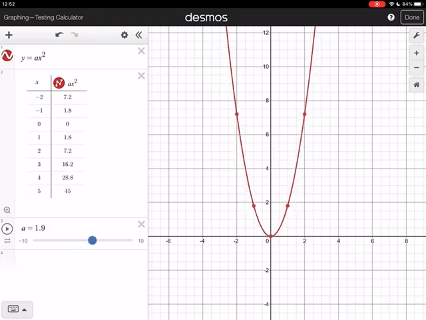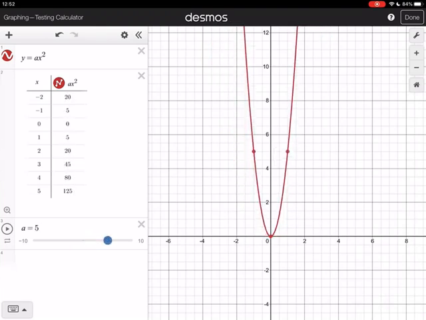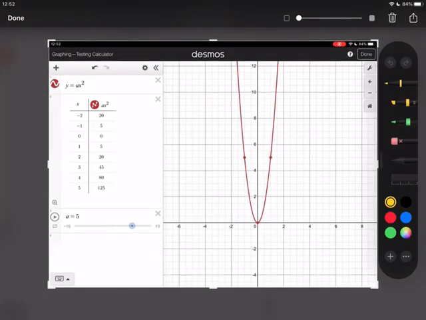Let's say a is not equal to 1. Let's say it's equal to 5. Now when I look at the change, I have plus 5, plus 15, plus 25, plus 35, as I go from one point to the next. My first change is 5, 15, 25, but my second level change is now 10. It's 10 everywhere. Again, this is what tells me I have a quadratic function.